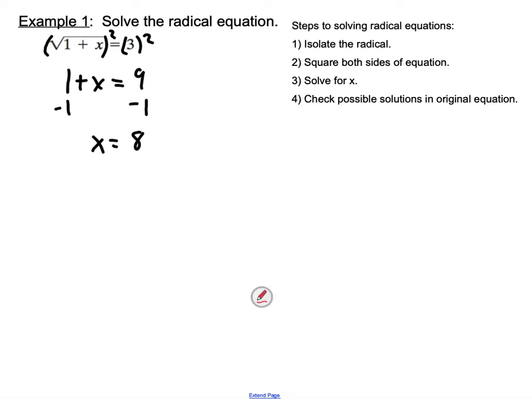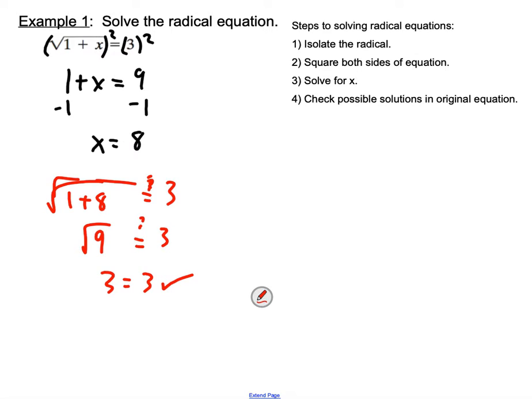And then we can check our answer as well. I can plug it back into the original equation here. It's the square root of 1 plus 8, and we're trying to see if that does equal 3. So 1 plus 8 is 9. Is the square root of 9 3? Yes. So 3 does equal 3, so it does check. So 8 is definitely our solution there.